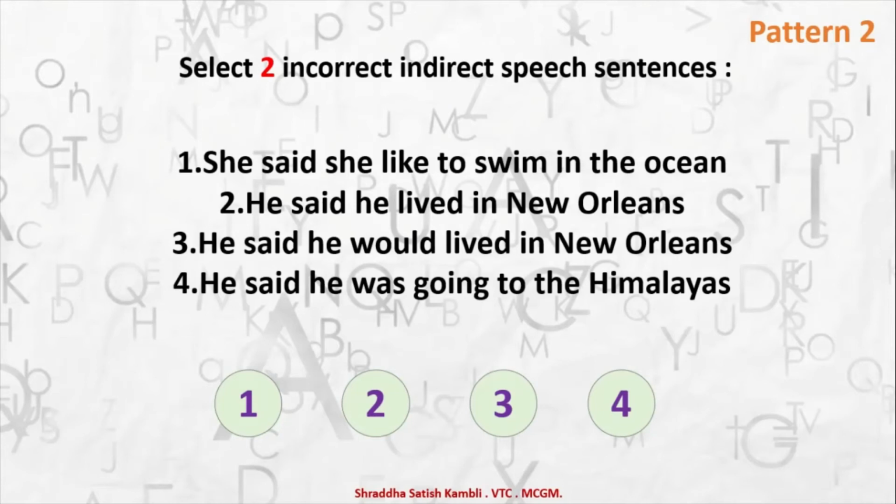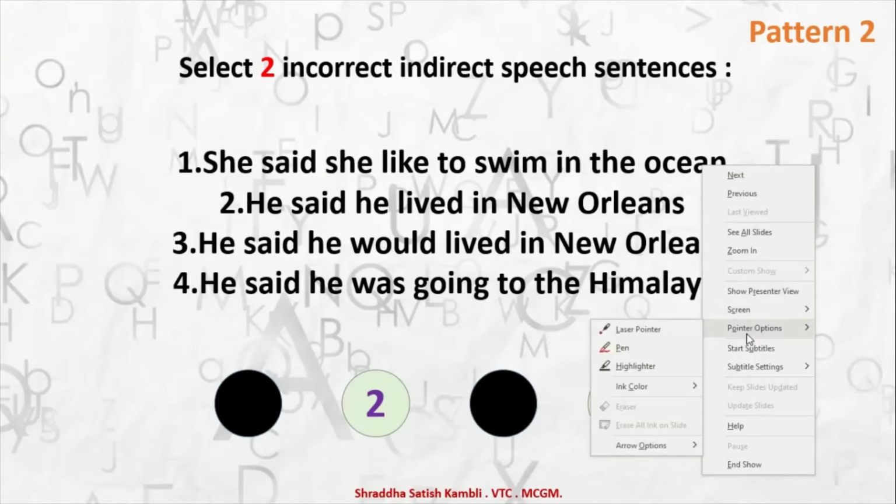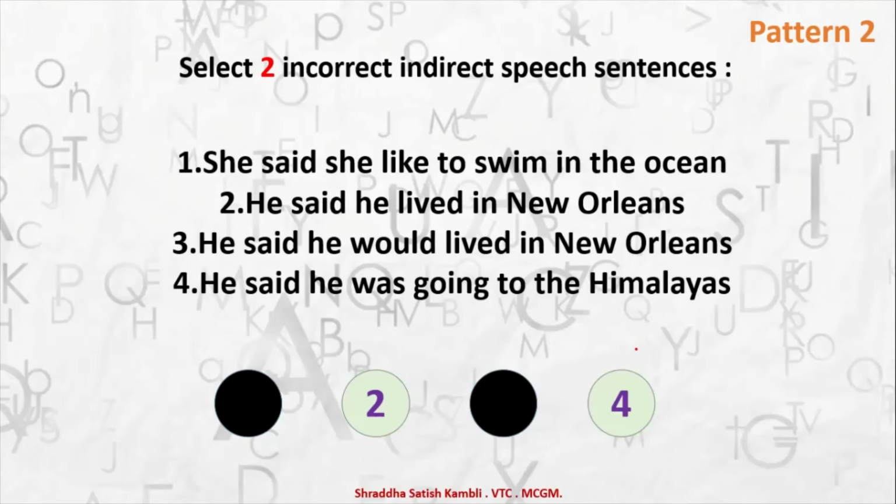Okay, so the first one, she said she liked to swim in the ocean, is incorrect. And the third one, he said he would lived in New Orleans, is incorrect. Now there is one small thing missing here children, must be a typing error. Let us make it correct here. So let us put these full stops which are supposed to come after each indirect sentence. Okay, so here goes full stop 1, here goes full stop 2, here goes the third one, and here is the fourth one. So now our sentences are properly correct. So if there's anything missing like this, we will make up for it. Alright, come on. Now let's go to the next sentence here.